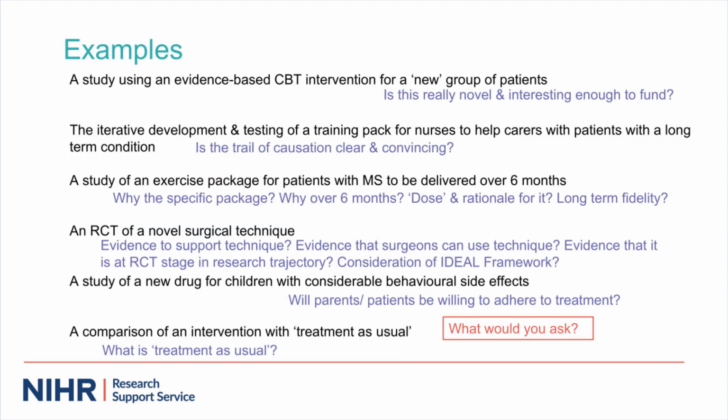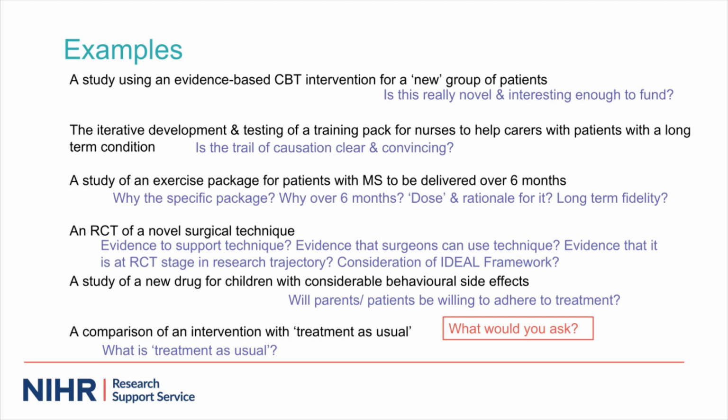And some examples of where a reviewer might pick up on things. A study using an evidence-based CBT intervention for a new group of patients. I think there might be some question over the novelty of that. You can justify it, if you've got a good reason for thinking that a new type of patient may have issues or special needs in relation to an already tested and tried intervention, then it may still be worthy of research. But I think you'd have to demonstrate that that was necessary. People may just think it's not novel enough.